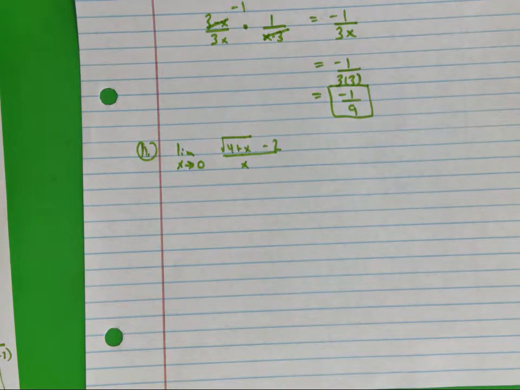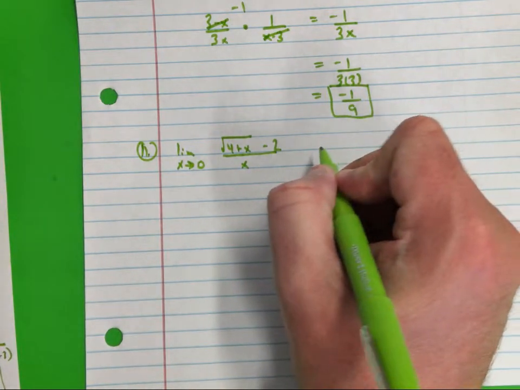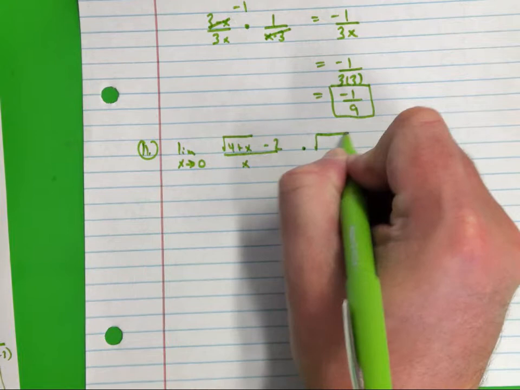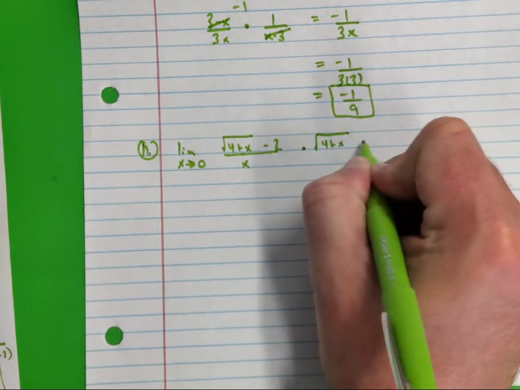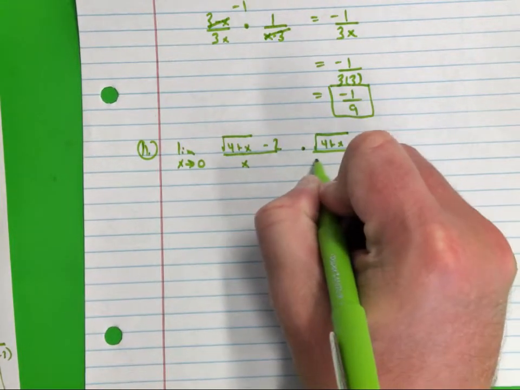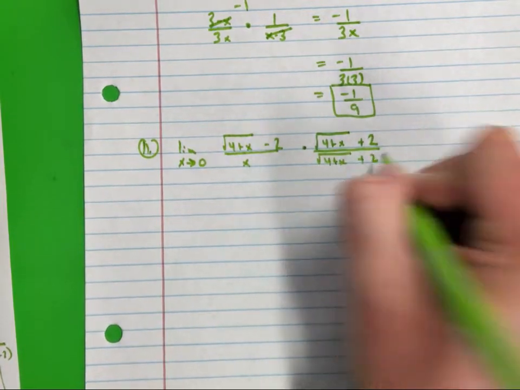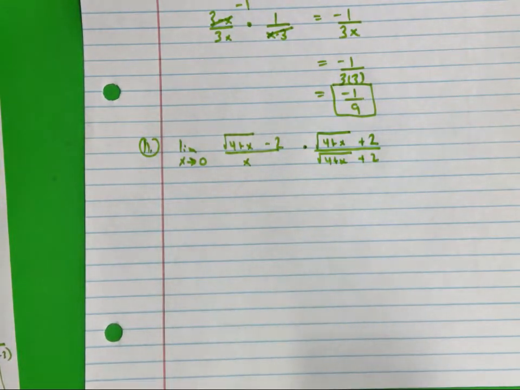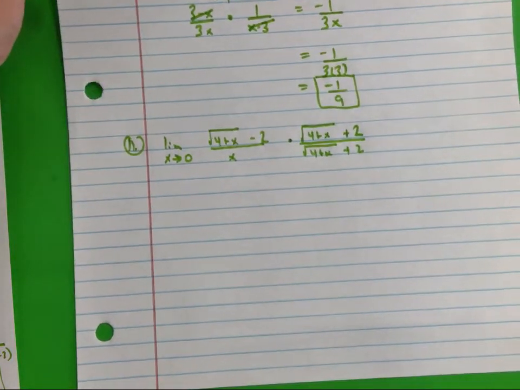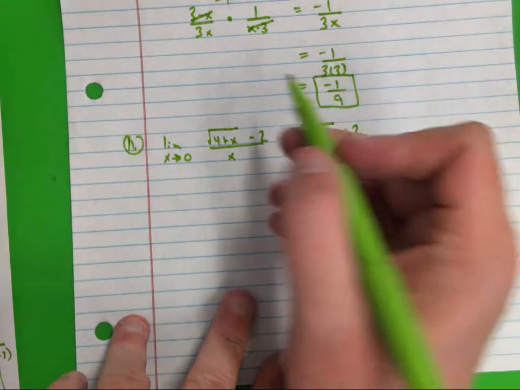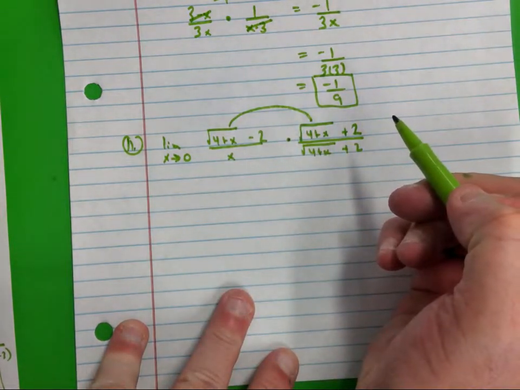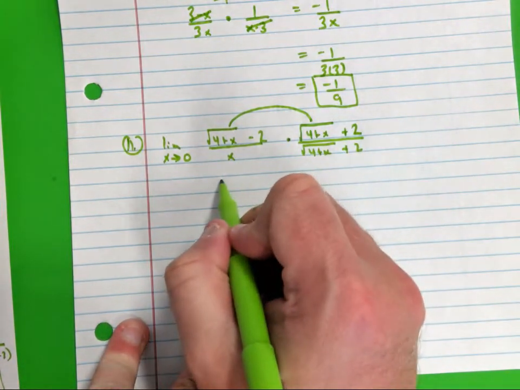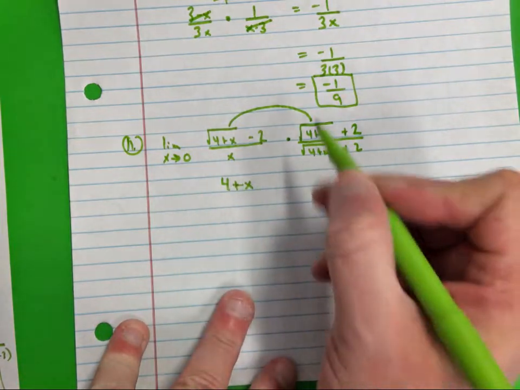What's the strategy that you can just call by name right now? Rationalizing. Because of what, Taylor? What's in that, buddy? There's a radical. Very good. There's a radical. Alright, so I'm going to multiply the numerator and denominator by the square root of 4 plus x. Would it be minus 2 or plus 2? Plus 2. Square root of 4 plus x plus 2. Now watch this. This math, it's not hard, but you can easily make a mistake. So watch how I multiply this. This times this would do what with the square roots? Cancel them out. So I've got 4 plus x.